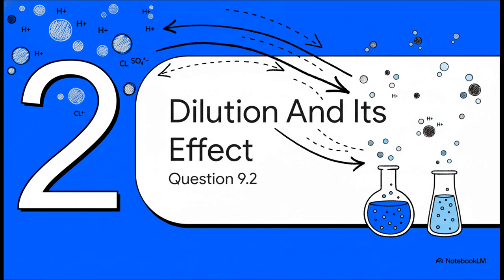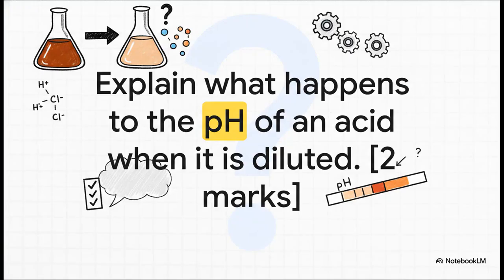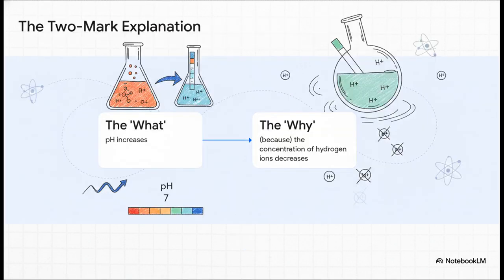This part is all about testing your understanding of what's happening on a particle level when you change an acid's concentration. Okay, so the question asks you to explain what happens to the pH when you dilute an acid. Now, you've got to watch out for that word explain. It's a massive clue. It tells you that just a simple statement isn't going to cut it. You need to say what happens and then, crucially, why it happens.